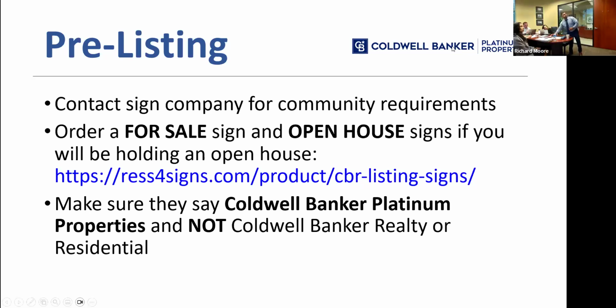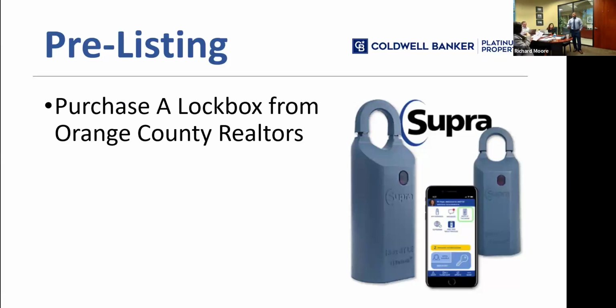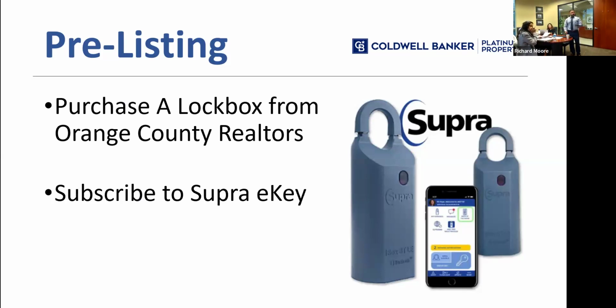Okay. Thank you. Yeah. So next, purchase the lockbox from Orange County Realtors. This is what the lockbox looks like. I've been meaning to bring it in for the past meetings to show you guys how it works and what it looks like, and I'm going to demonstrate how it works right now. But also subscribe to the Super E-Key. Again, you contact OCAR and sign up with them. They have you download the app on your phone, and then they give you an activation code, and then it'll start working.